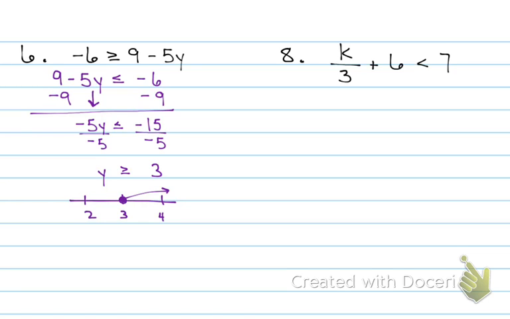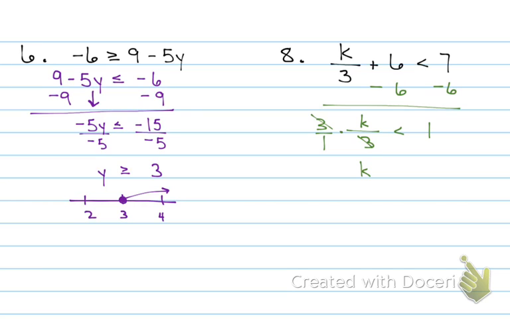Jakari, what do I do first? Before I do anything else, what do I need to do first? Yes, you always add and subtract first. You subtract 6 from both sides. And then rewrite it. K over 3 is less than 1. Armani, what am I going to do now? To get k by itself, what can I do? Very good. I can do the reciprocal, the inverse. Multiply by 3.